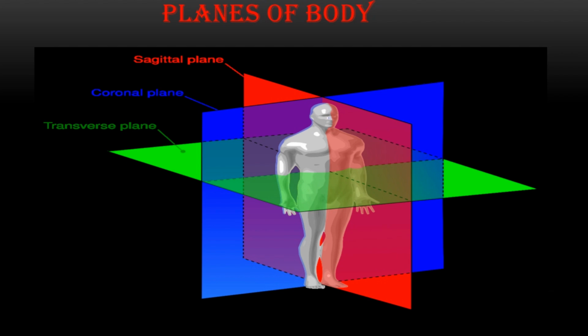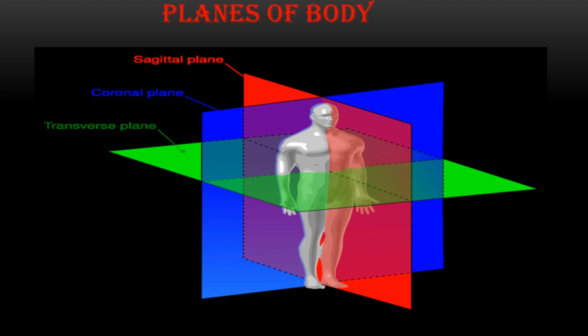Next, we have the coronal plane. The coronal plane is shown in blue color here. It is oriented vertically and divides the body into anterior and posterior halves. It runs perpendicular to the sagittal plane. The coronal plane is also named after a suture between the two parietal bones and the frontal bone.